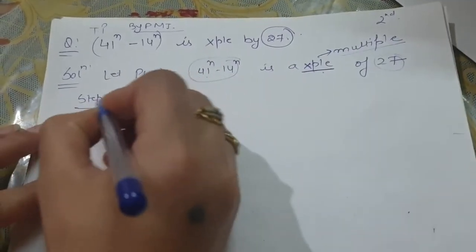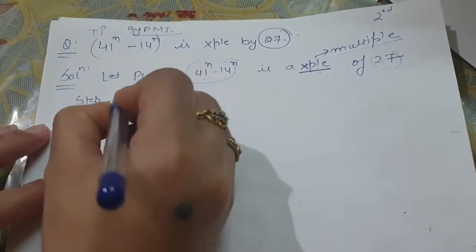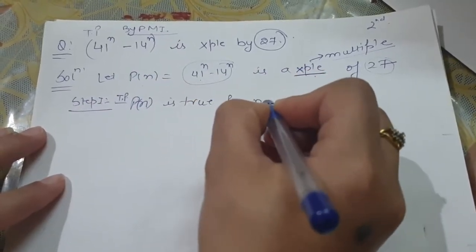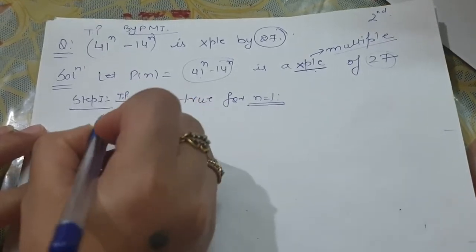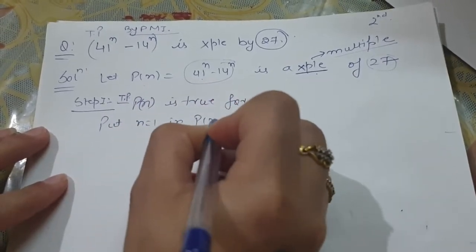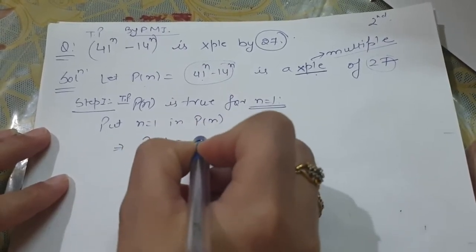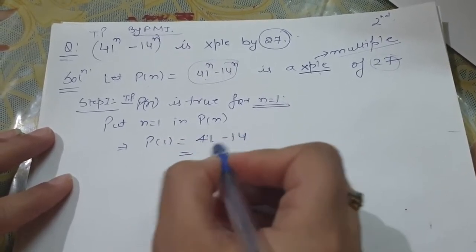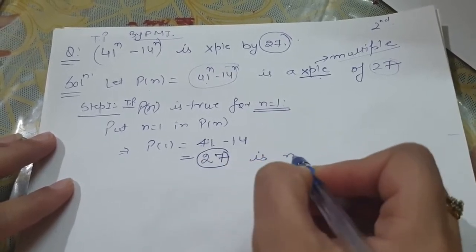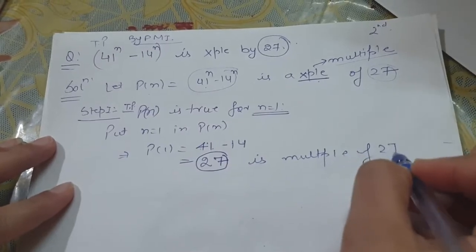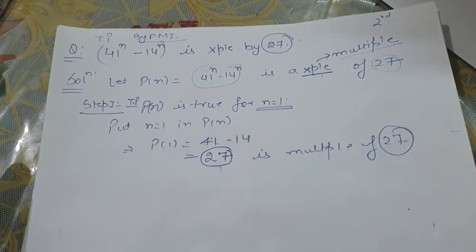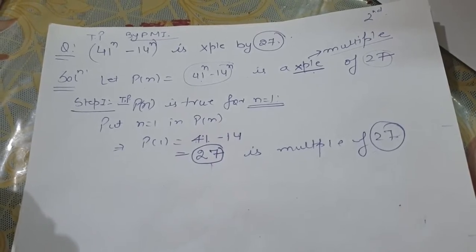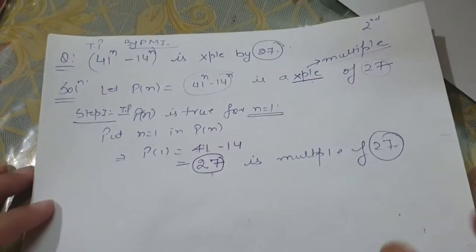So for step 1, we prove P of n is true for n equal to 1. Put n equal to 1 in P of n. You will get P of 1 equal to 41 minus 14, meaning 11 minus 4 is 7, and 3 minus 1 is 2, so 27. 27 is a multiple of 27, yes, this number is a multiple of 27. Whenever you divide, you will get remainder 0. The meaning of multiple is that the expression should completely divide the complete polynomial or expression. So yes, 27 is a multiple.